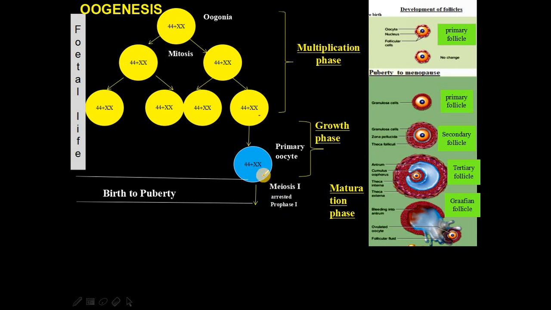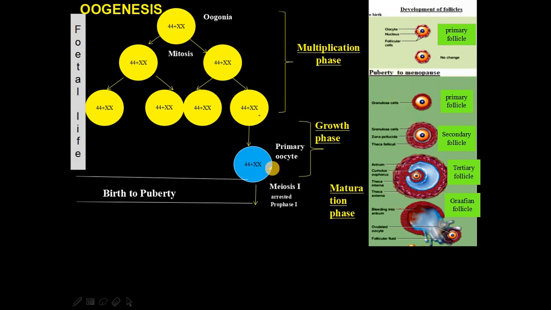Now here if you see, the primary oocyte in the fetal life gets surrounded by granulosa cells and forms the primary follicle, which we have already studied. The primary oocyte gets surrounded by a layer of granulosa cells and it forms the primary follicle. It remains the same from birth to puberty. Now this process is from puberty to menopause.